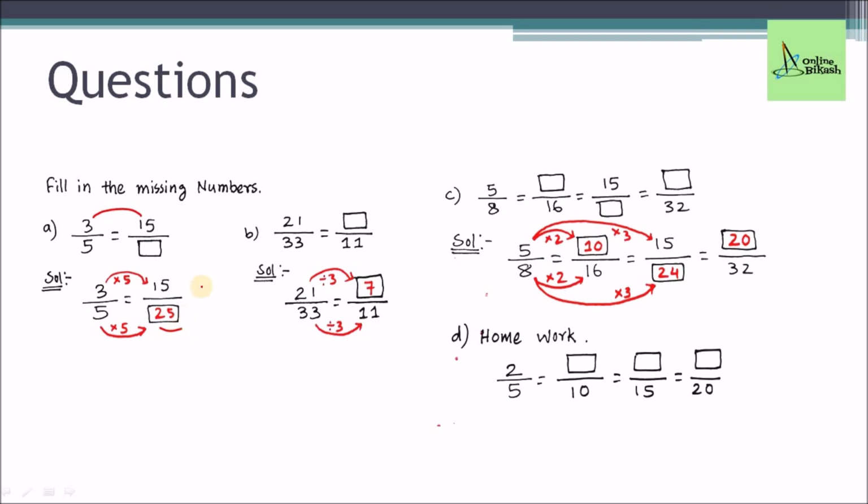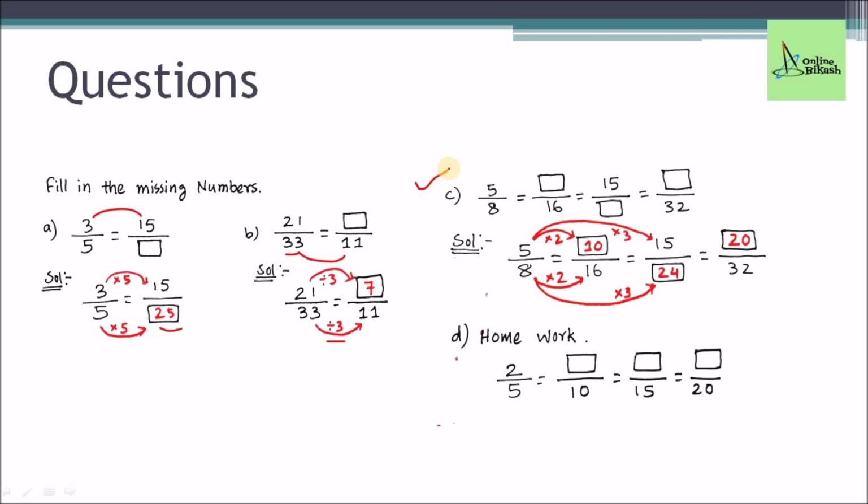Similarly, you take this one, 21 by 33 equals an empty box by 11. So in this case, we will find out what we will do with this 33 to get 11. So in that case, you may say we will divide this 33 by 3 to get 11. So the same thing you need to do. That means the numerator 21 is divided by 3 to get the missing number. 3 7s are 21.